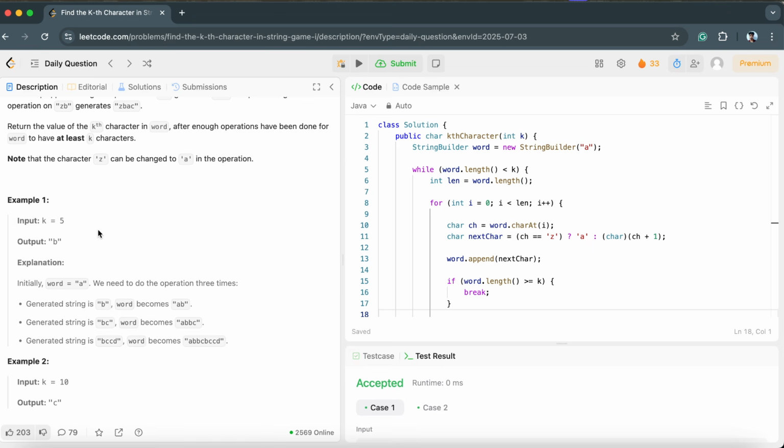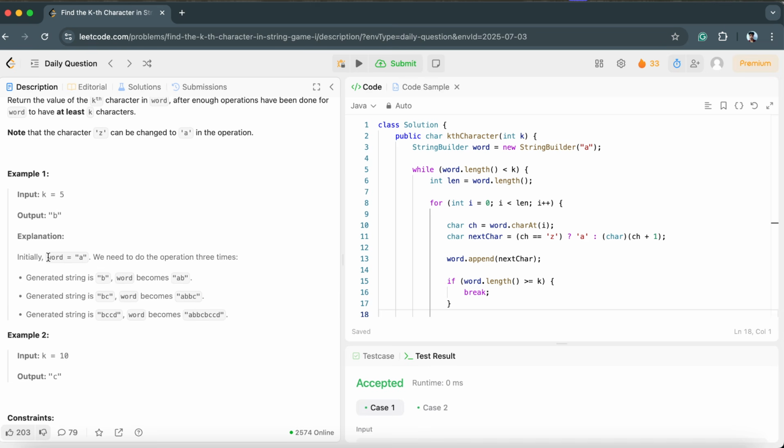In the input, we are given a value of k, which is currently 5. So we have to keep on forming strings. Initially we will start with character a. For any example that has been given, we have to start with a. And we have to keep on generating strings. How to generate the string?